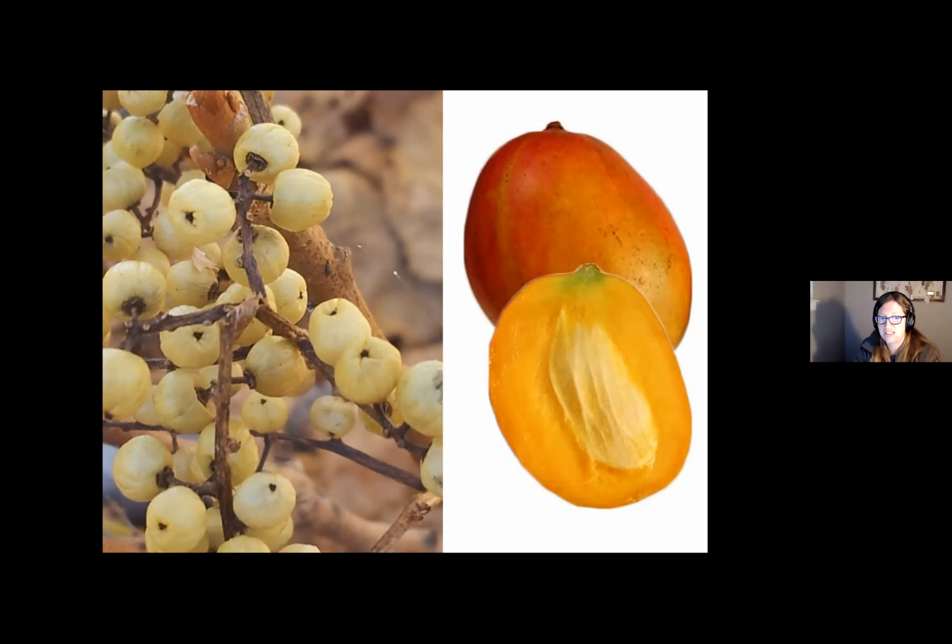a rash to this. Is that poison ivy? Yes. These are poison ivy drupes. These are the fruits for poison ivy.